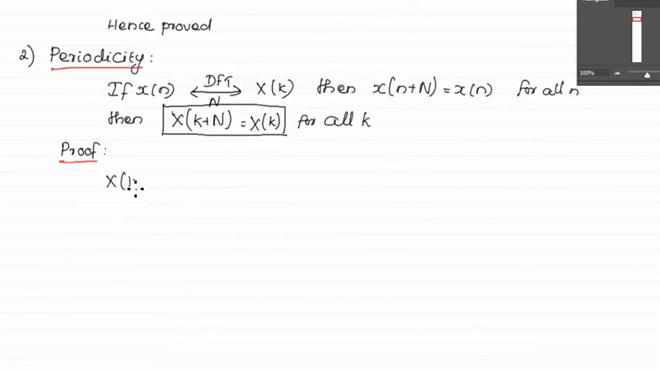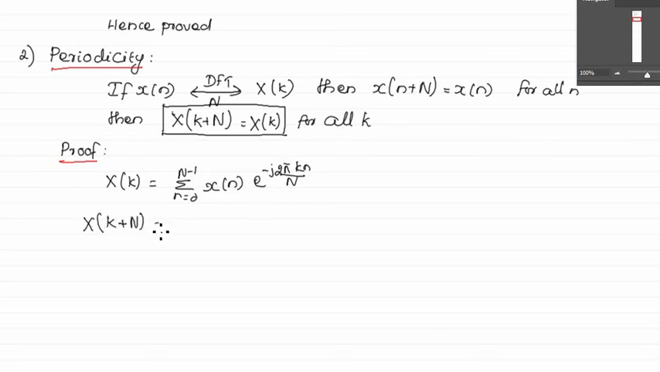DFT of x of n is given by X of k, which is equal to summation n equal to 0 to N minus 1 x of n into e power minus j 2 pi kn by N. Now we are going to find capital X of k plus N, that is, we are going to replace k by k plus capital N. So DFT is equal to summation n equal to 0 to N minus 1 x of n e power minus j 2 pi (k plus N) into small n divided by N.